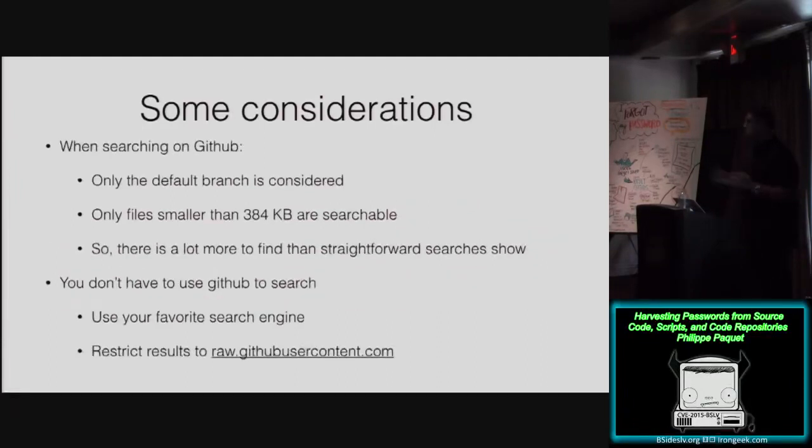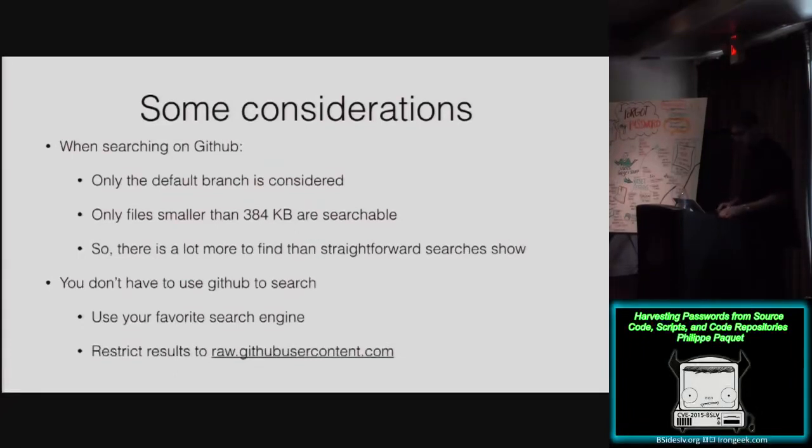When you're doing just a search on GitHub, only the default branch is considered. So if someone is branching and putting some password there, you're not going to see it. If it's a very large file, you're not going to see it. So there's a lot more that you can find than simple searches are going to show. One way to search on GitHub without actually using GitHub is to use a search engine like Google. You just need to restrict the domain to the GitHub raw content domain, and you're going to be able to search with expressions that are a lot more sophisticated than what GitHub is going to provide you.